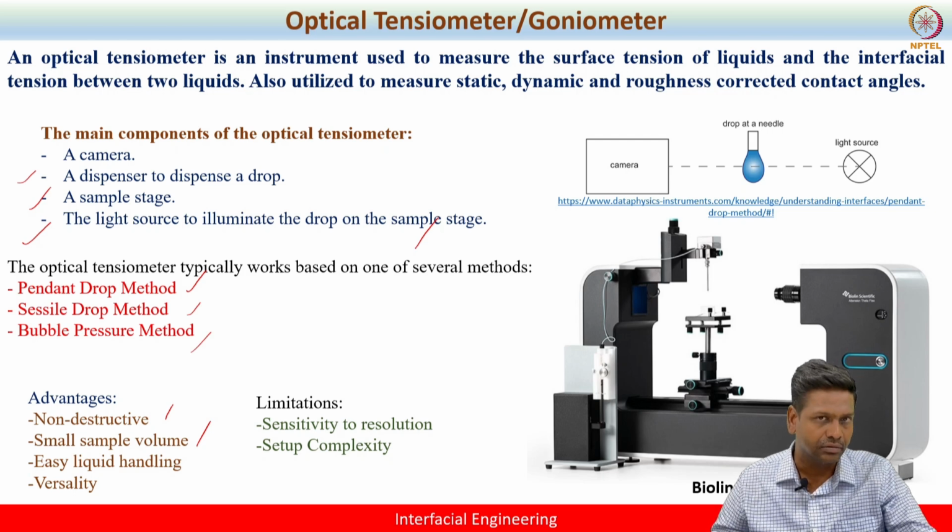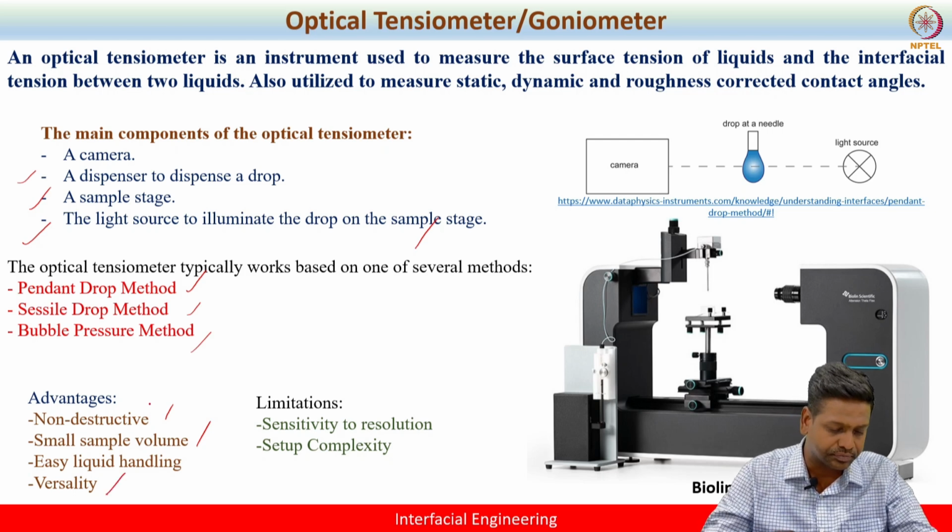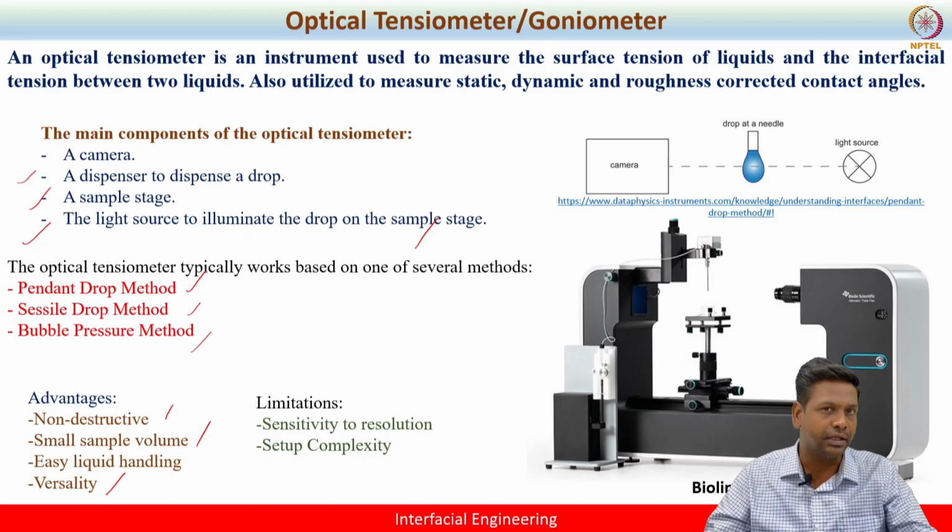It is also easy to handle. Unlike the force tensiometer, you won't need to worry about the probe, let's say the Wilhelmy plate or Du Noüy ring, both of which are made of platinum or a special alloyed material. Also, in the force tensiometer, we need to ensure cleaning after every cycle. But in this case, you don't really need to worry about those factors.